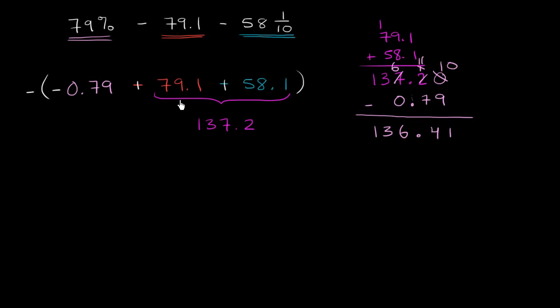So when I computed all of this inside the parentheses, outside the parentheses I still have the negative sign, but when I computed all of this inside the parentheses, I got 136.41, and then we can't forget about the negative sign out here. So this whole thing computes to negative 136.41.